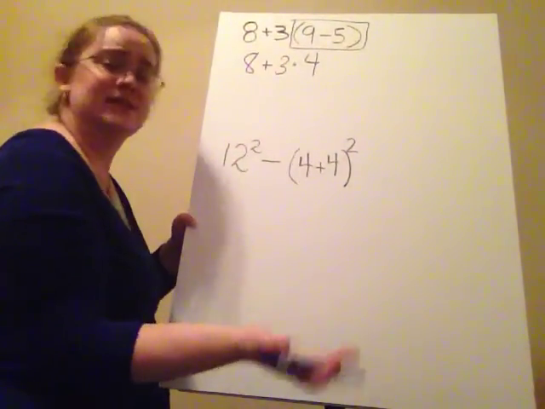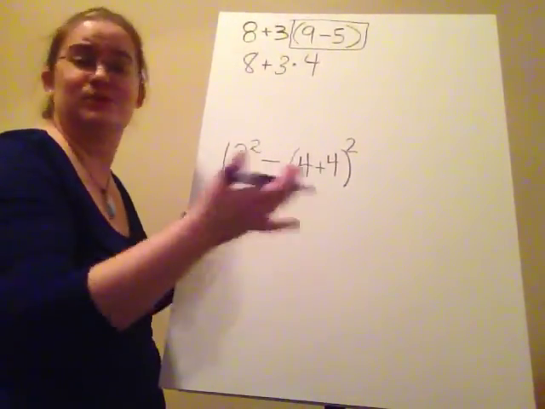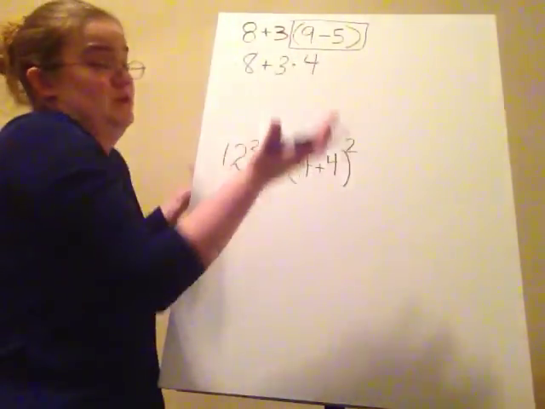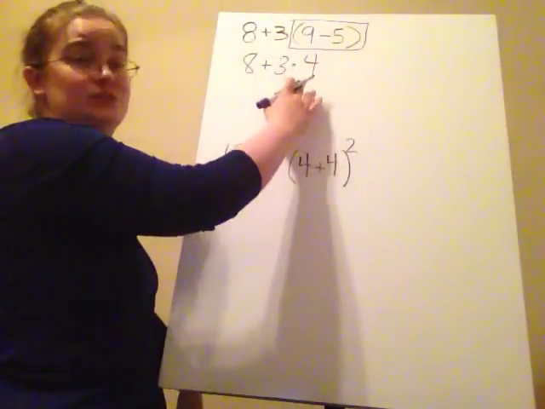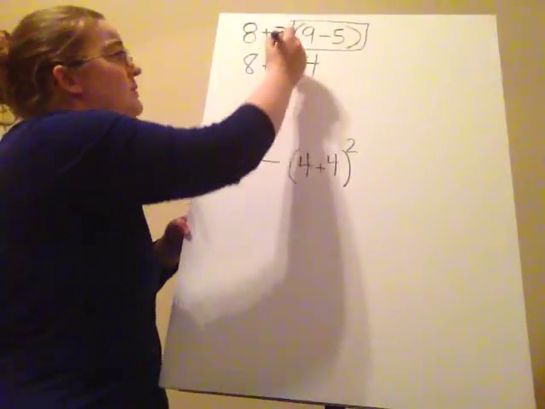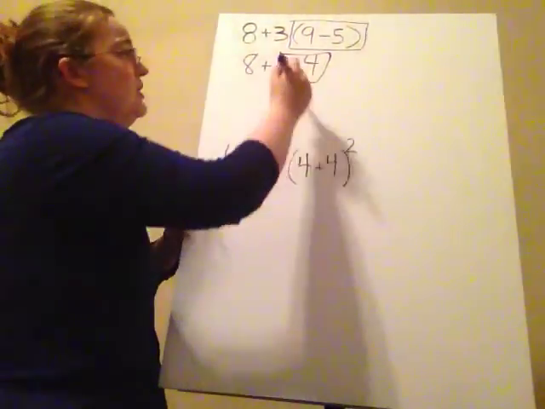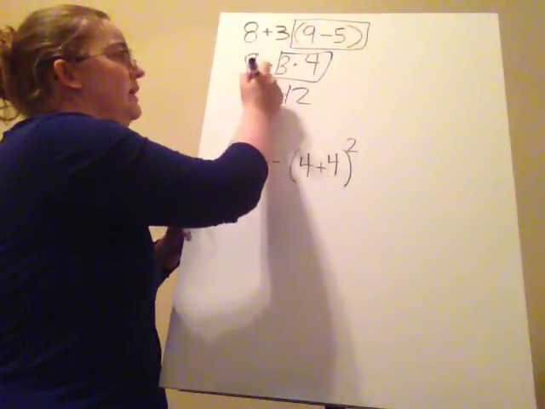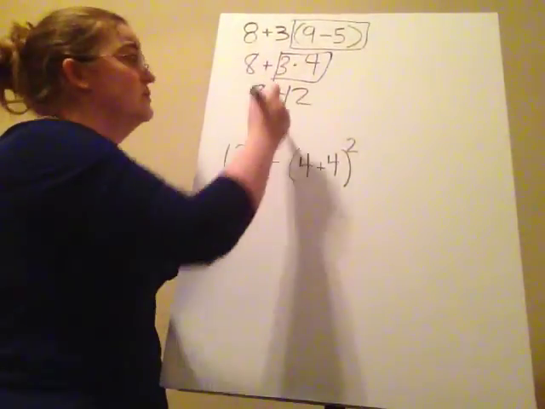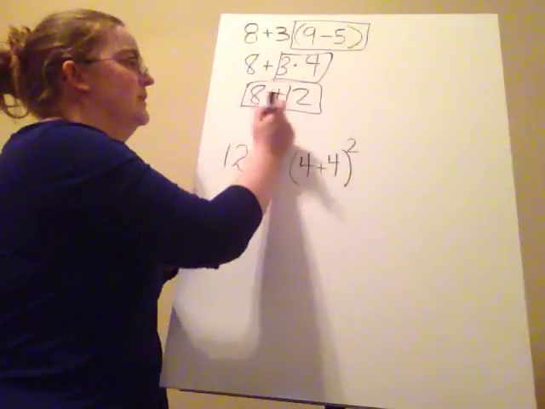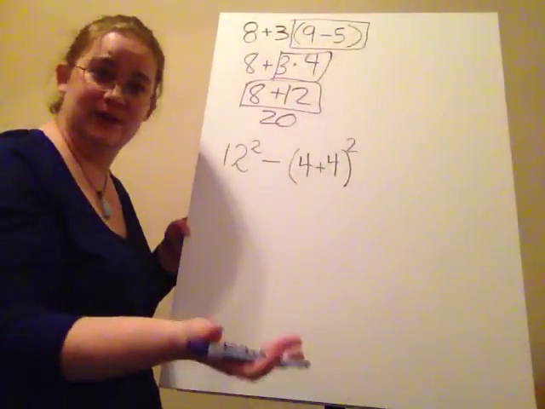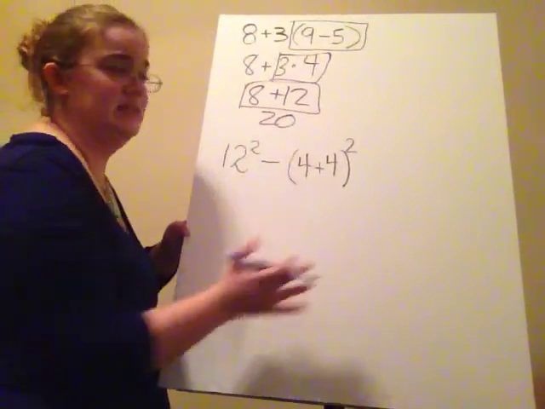Okay? Well, the next thing would be exponents, but I don't have any because there's none there, so now I'm going to move on to multiplying and dividing. Well, all I have is multiplication, so I'm going to put a box around that. That comes out to 12. And 8 plus 12, of course, is 20. Okay. Not too scary, right? Alright, let's go ahead and take a look at the next one.